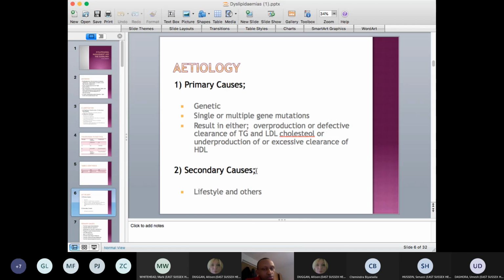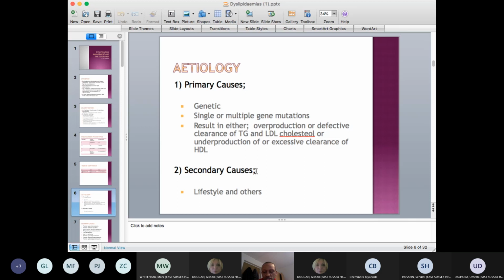Coming back to the one which is based on the etiology, we've got the primary and secondary. So the primary is mainly genetic. It can be a single or multiple mutations. And basically the pathophysiology, if you're to think about it, is either there is overproduction or there is defectiveness in the clearance of either the total cholesterol or triglycerides, or is underproduction or excess clearance of the high density lipoprotein.